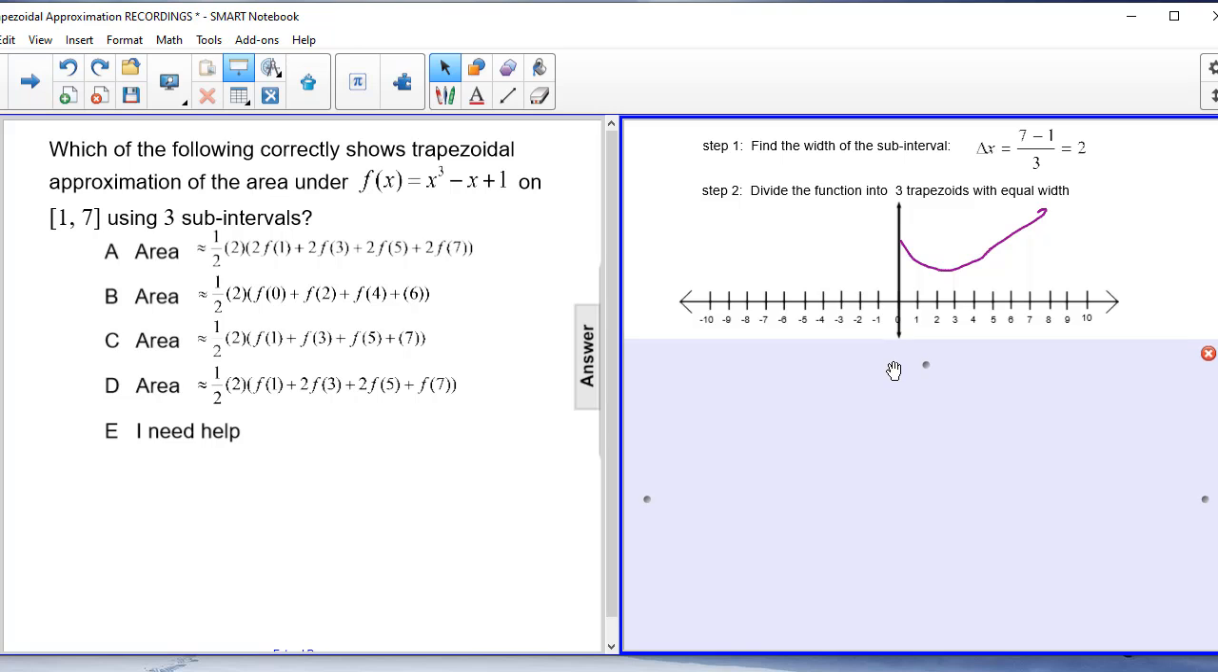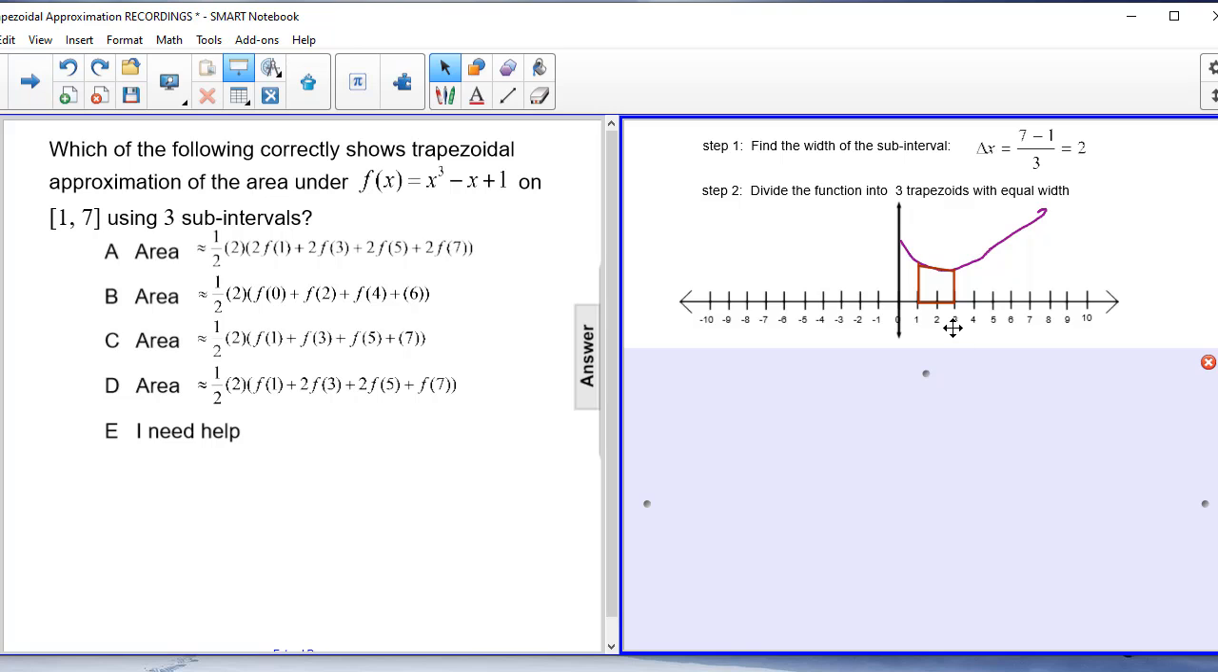Step number 2 is we are going to divide the function into 3 trapezoids, and each trapezoid will have an equal width. This purple curve roughly represents f of x, and we're going to find each trapezoid. Remember, the interval starts at 1 and goes to 7. So we're going to start our first trapezoid at 1. It has an interval width of 2, so we go to 3.